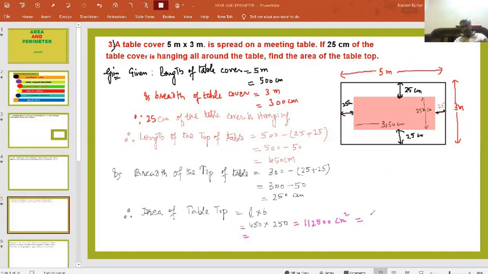For converting into meters, we will divide it by how many centimeters are there in 1 meter? 100. So 100 into 100, that is, we will cut down 2 zeros with this. What is left? 1125 divided by 100 is equal to 11.25. So the area of the top of the table is 11.25 square meters.